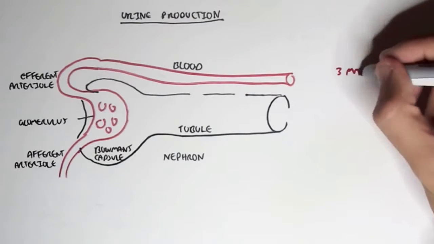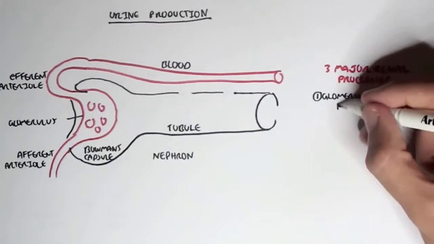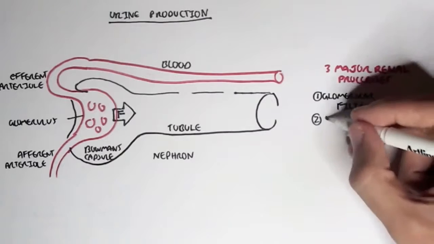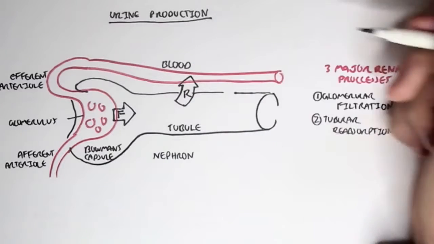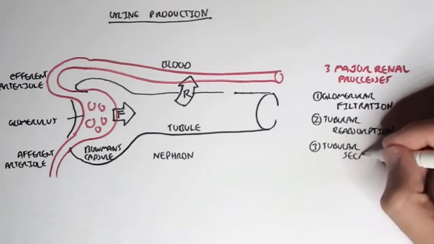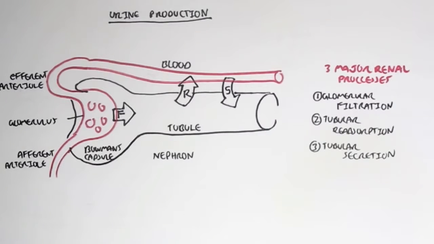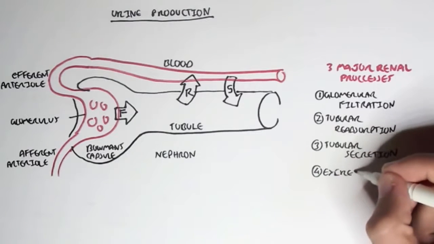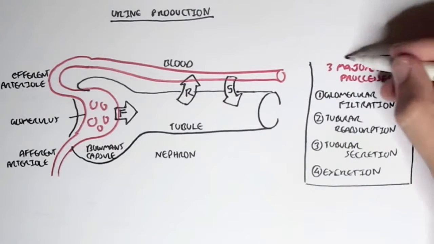So the three major renal processes. We have 1, the glomerular filtration, basically filtration of substances from the glomerulus into the nephron, into the tubule. 2, tubular reabsorption. It's the reabsorption of the filtrate from the tubule back into the blood, what the body needs. And then we have 3, tubular secretion, where the body secretes substances from the blood back into the nephron, back into the tubule, to be excreted as urine.